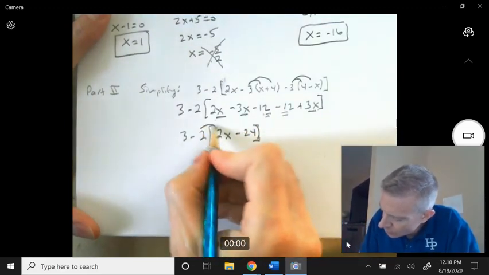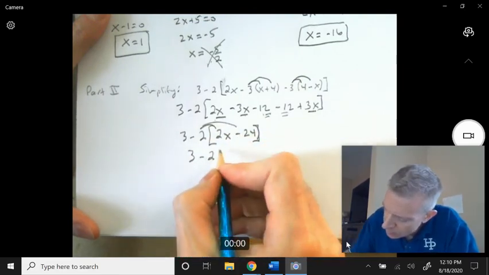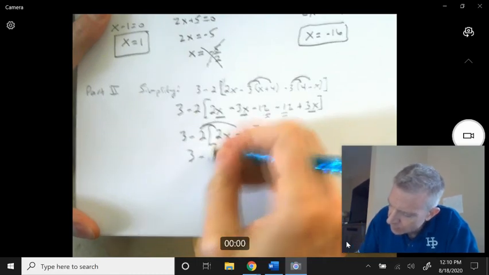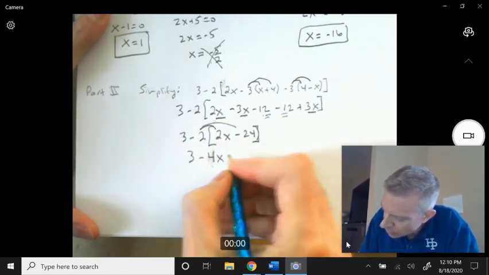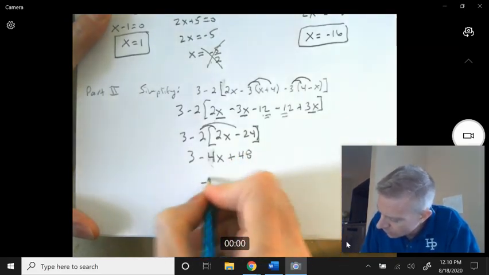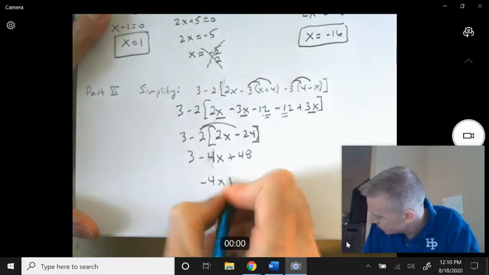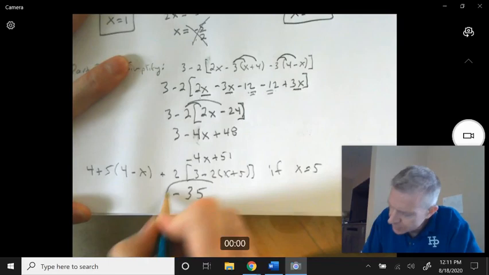Now we can distribute 3 minus 2. Let's multiply that out. Negative 2 times 2x is negative 4x. Negative 2 times negative 24 is 48. And we get negative 4x plus 51. All right.